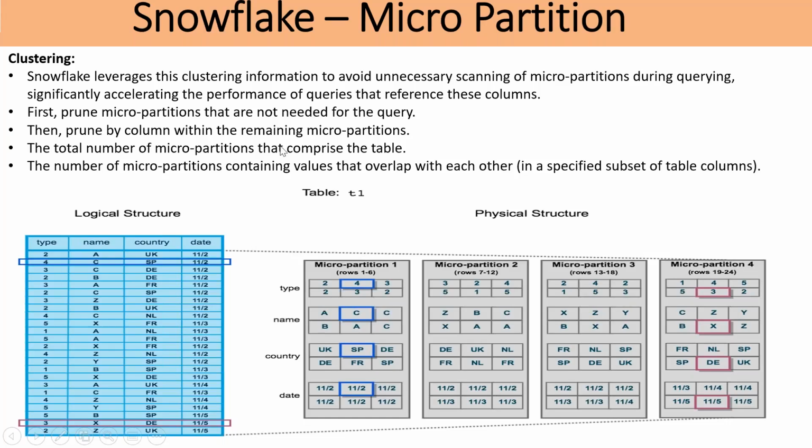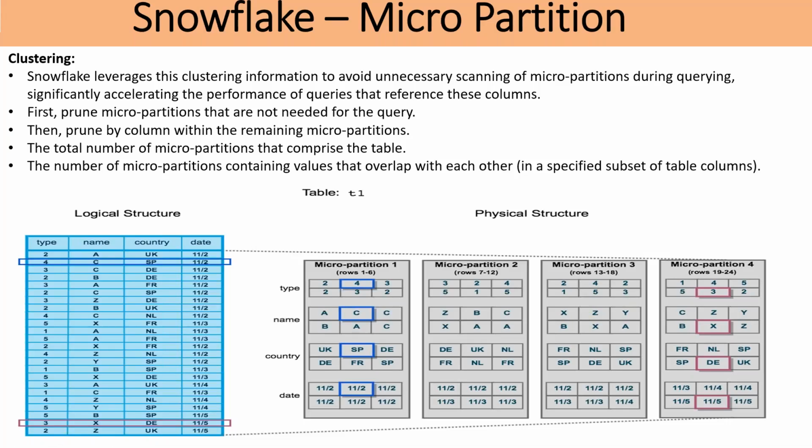It looks at the total number of micro partitions that comprise the table, the number of micro partitions containing values that overlap with each of them. So there is another thing called overlap. That means, for example, department number 10. If you have huge data with department number 10, department number 10 can be in multiple micro partitions. For example, if you look at this data, 11/12, and for this 11/12 you have more data, so it has to pump it into multiple micro partitions. See, 11/12, 11/12, 11/12, 11/12. So that is called overlapping of data.